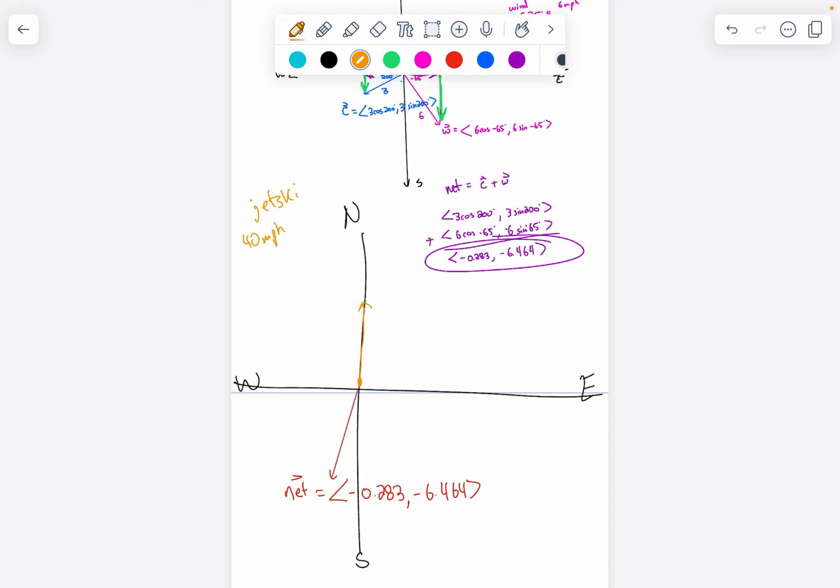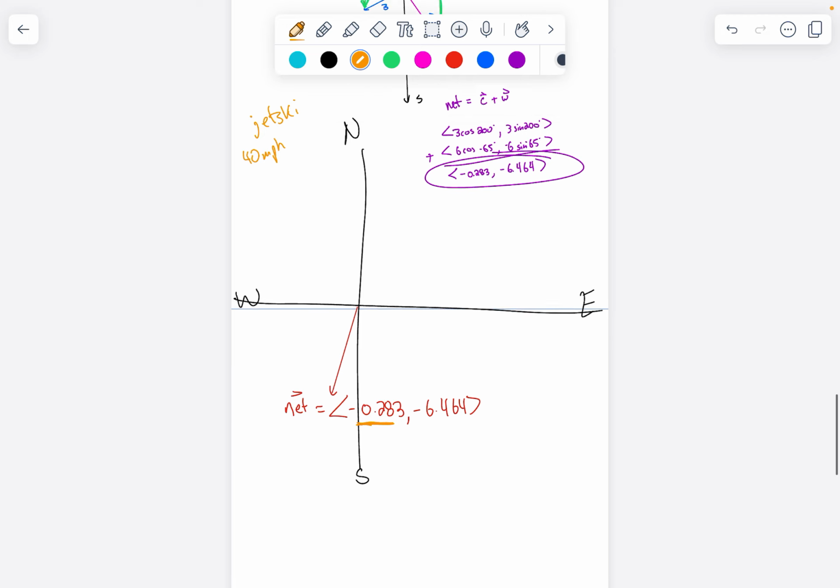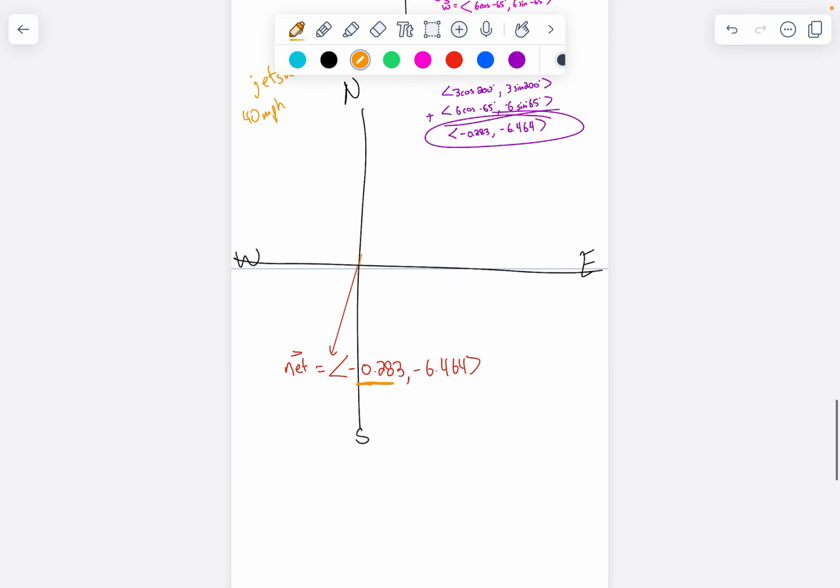Well, what do I have to do? I have to overcome the east-west drift, which is really not that much. So I just need to point slightly towards the east, and I should be able to overcome this. This has a magnitude of 40. I can draw a little triangle here. I need to balance the horizontal component, which is negative 0.283. So I need my horizontal component to be 0.283. And then I just have to find this angle theta.